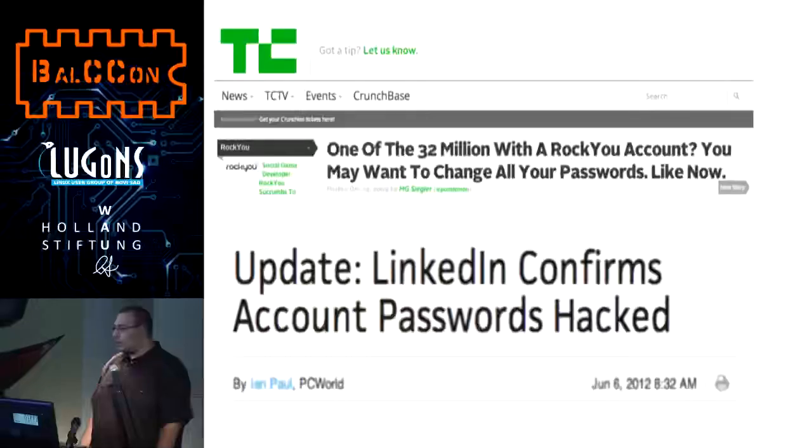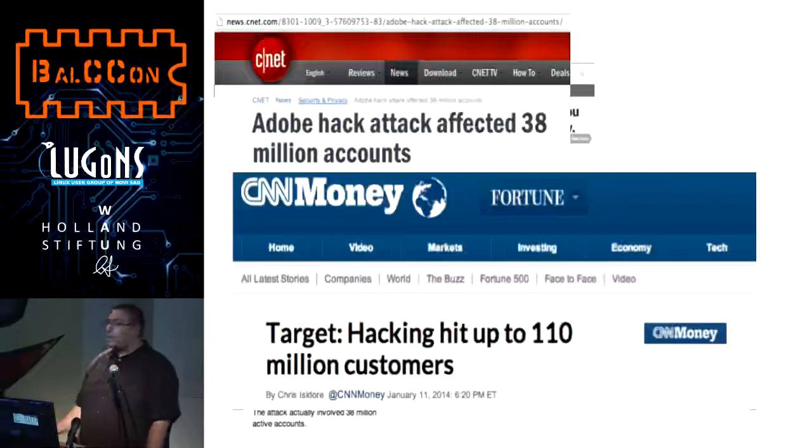So, we are no strangers to such headlines. We all know about RockYou, about how LinkedIn was hacked. We all know how Adobe's passwords leaked. Target password leaks. Every day, every month we have at least some, which is good. We have more research data.